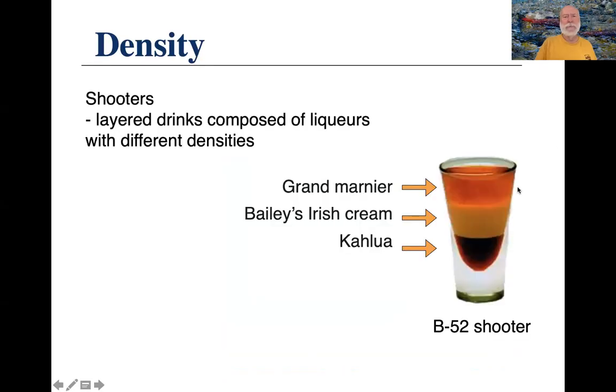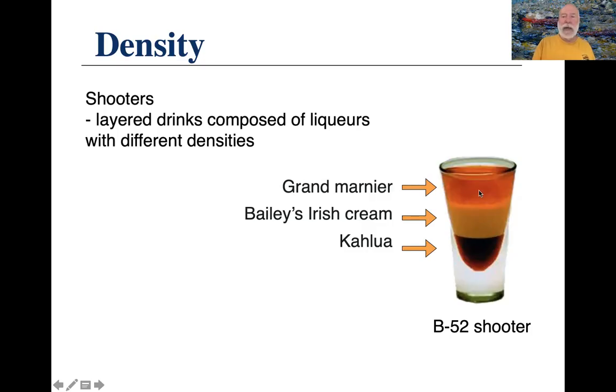Okay, next slide. Actually, at this point, I'm going to talk to you about shooters. These were popular when I was an undergraduate years ago, and they are layered drinks composed of different kinds of liqueurs with different densities. They operate on the same kind of principle, the differences in density. If you're preparing a shooter, you have to pay attention to the density of the various liqueurs that you're putting in. And so here's a B52 shooter. It has Kahlua at the bottom with Bailey's Irish Cream over top of it and Grand Marnier at the top.